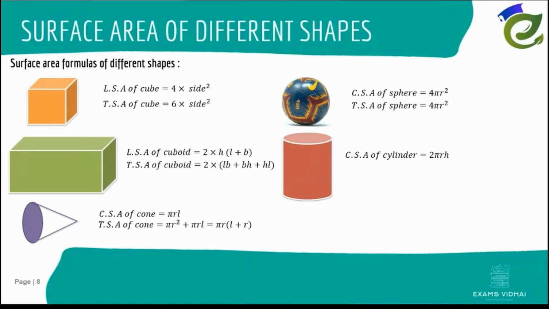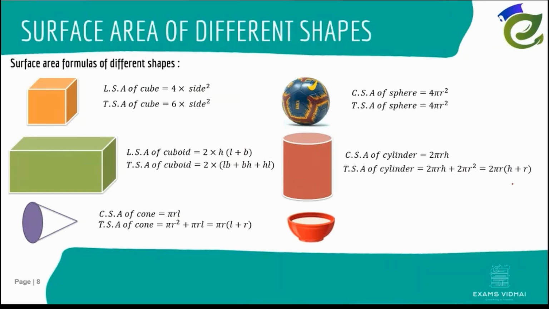Whereas for a cylinder, the curved surface area is 2 pi rh. Here h is the height and r is the radius of the base. Whereas the total surface area of the cylinder is the curved surface area plus 2 times the base area, because it has two bases which are in the shape of a circle. So it is 2 pi rh plus 2 pi r square, that is 2 pi r into (r plus h).